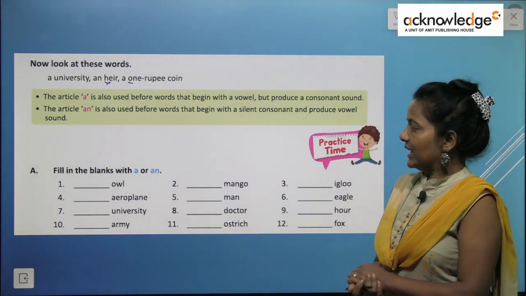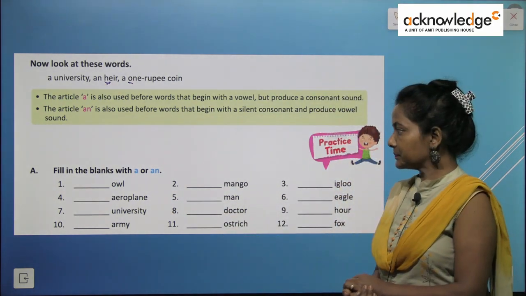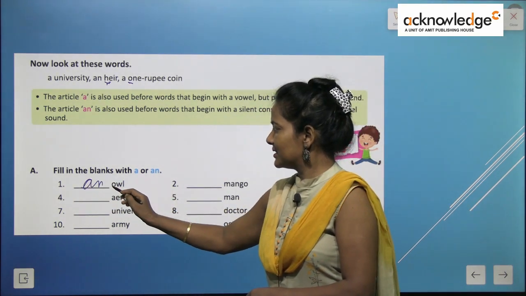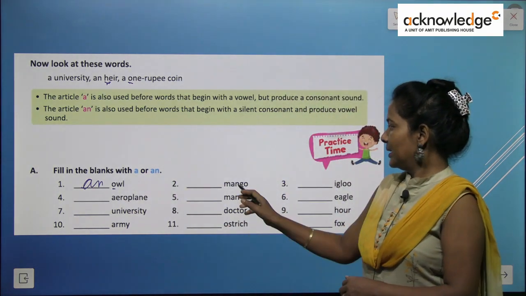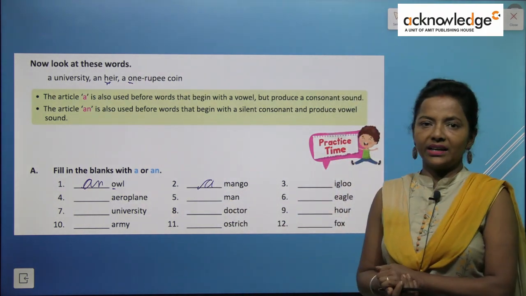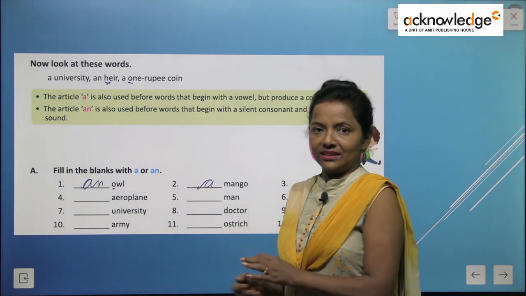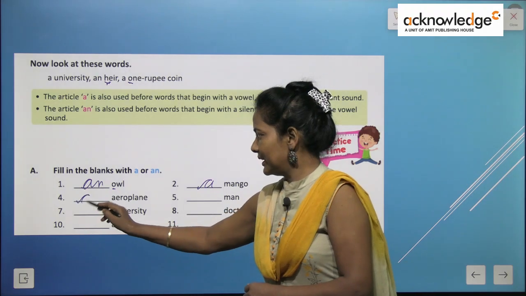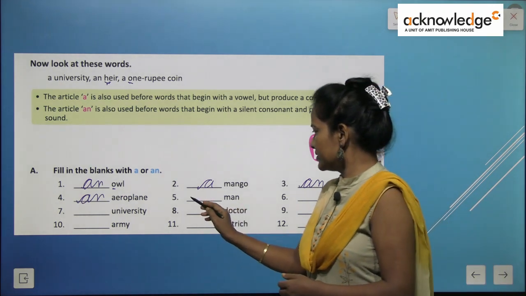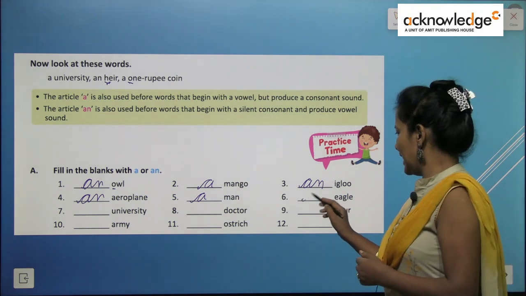Now fill in the blanks with a or an. We have to fill these blanks with a or an. Owl, an owl, because this is a vowel here. Mango, a mango. Igloo, I, vowel, an igloo. Aeroplane, an aeroplane. Vowel. Man, M is a consonant, a man. Eagle, E is a vowel, an eagle.